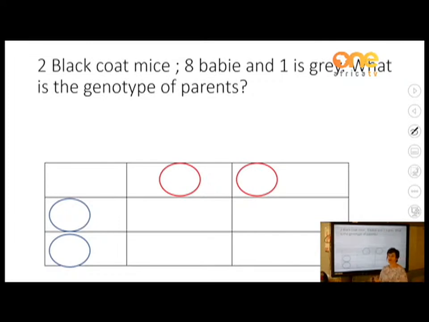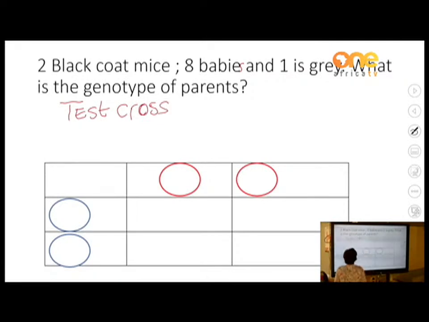So therefore we have another problem. Two black mice, 8 babies, yes, 8 babies, and 1 is grey. What is the genotype of the parents? Show it with a test cross. This is where I do not know the parents. I can do a test cross.